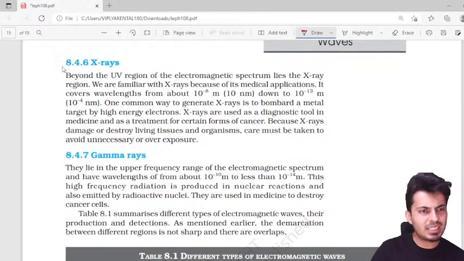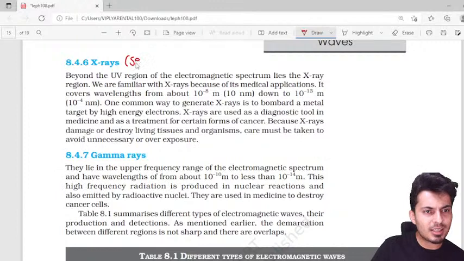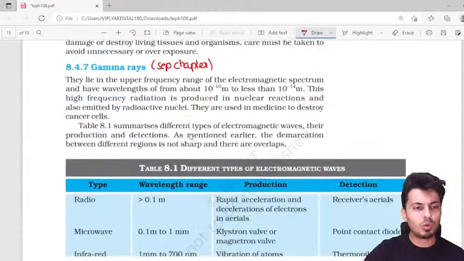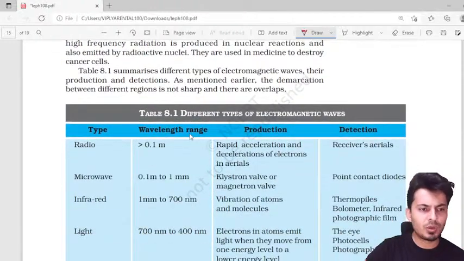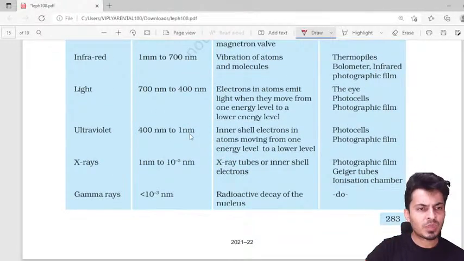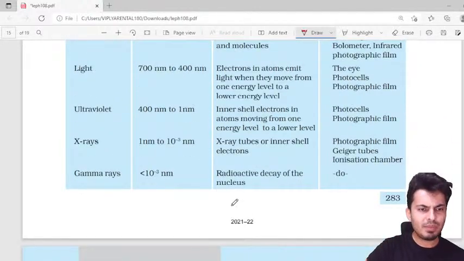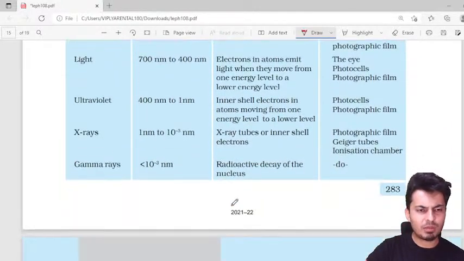X-rays have a separate chapter. Gamma rays also have a separate chapter. These two are separate chapters in term 2. I hope you know that. This is also a separate chapter, it is there in nuclear physics, so you'll learn more about it. But yes, there is no harm in going through those things. Just go through the table. It's not so important, that's why I'm not marking it.